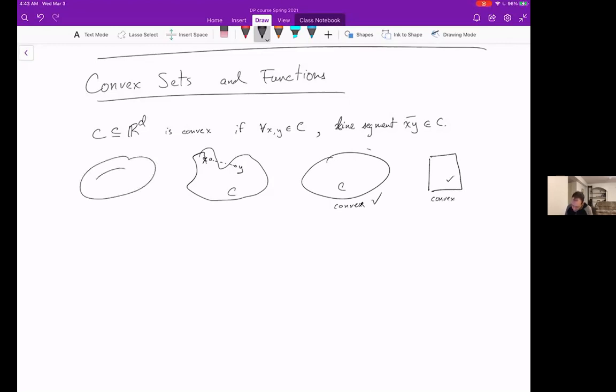This one, if this is C and this is outside of C, is not convex because it's got a hole. Again, I can find two points where the line segment is not completely contained in C. This is assuming that C is the donut. Okay, so that's what it means for a set to be convex.